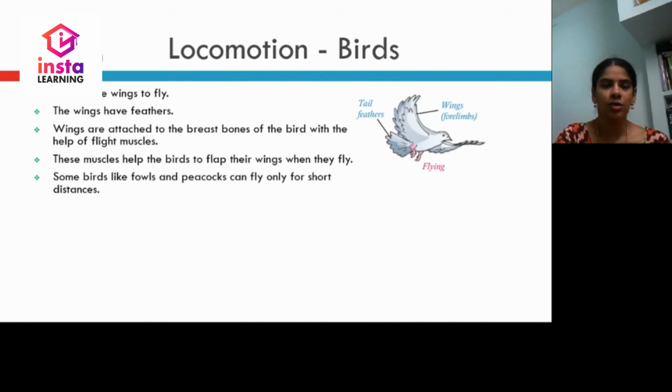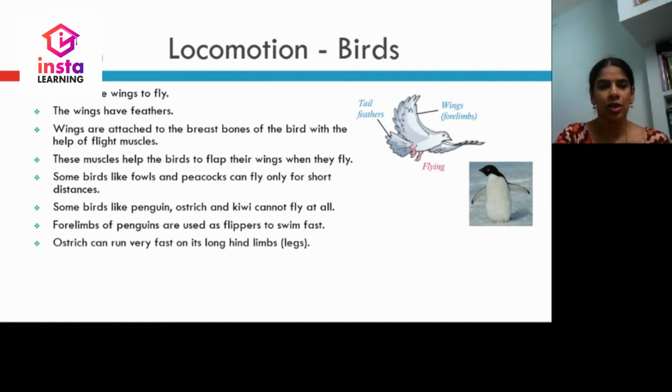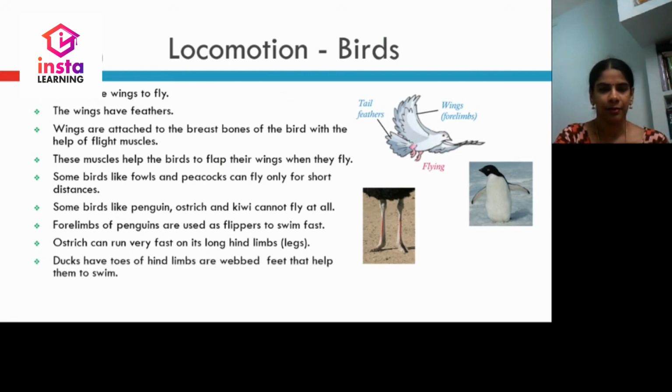Some birds, like fowls and peacocks, can fly only for short distances. Some birds, like penguin, ostrich, and kiwi, cannot fly at all. Forelimbs of penguins are used as flippers to swim fast. Ostrich can run very fast on its long hind limbs, which are legs. Ducks have toes of hind limbs, which are webbed feet that help them to swim.